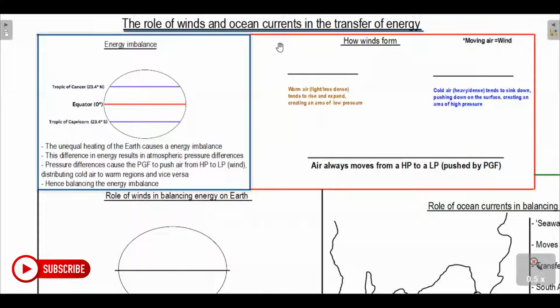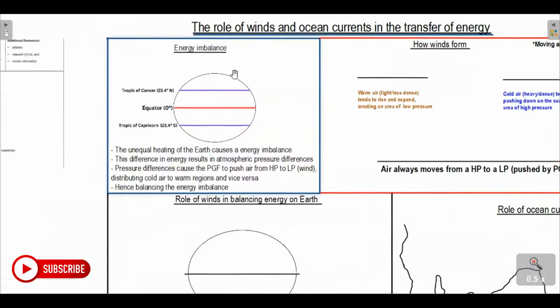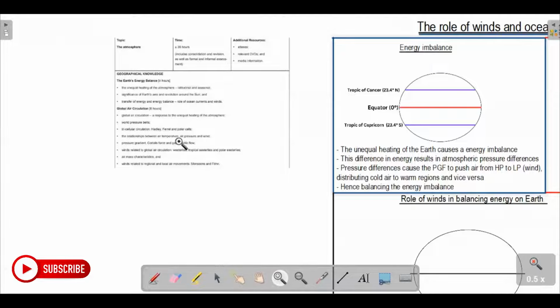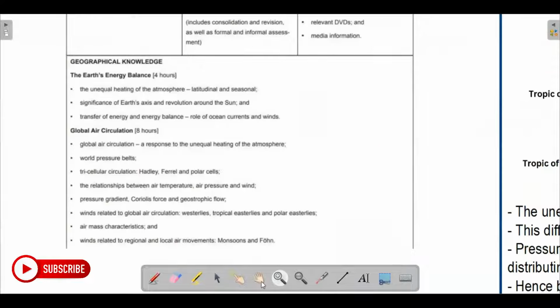Now, as you can see, guys, in this video we will be discussing the role of winds and ocean currents in the transfer of energy. And going to our CAPS document, we can clearly see that this is the third concept under the subtopic, the Earth's energy balance. So that's what we're going to be covering today, the transfer of energy and energy balance.